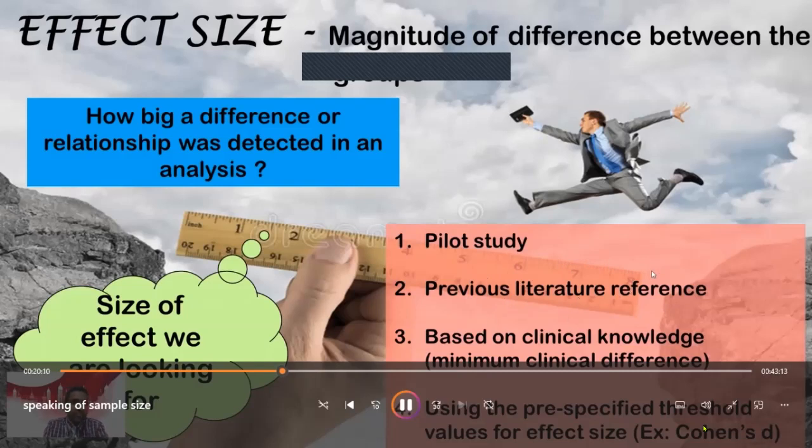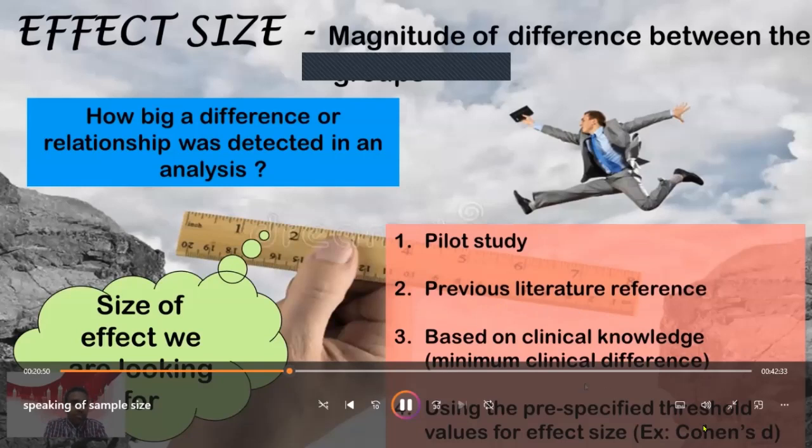If you don't have a pilot study and you don't have literature, then you can use the concept called minimum clinical difference. Suppose a control group, drug A, has a 60% success rate. I want drug B to be at least 20% superior, or I want the improvement to be at least 20%. Then only it will be clinically meaningful. Anything lesser than that is not going to be clinically meaningful. So you want the efficacy of drug B to be at least 10% or 20% higher. This difference is the minimal clinical difference. You set it based upon your clinical knowledge.